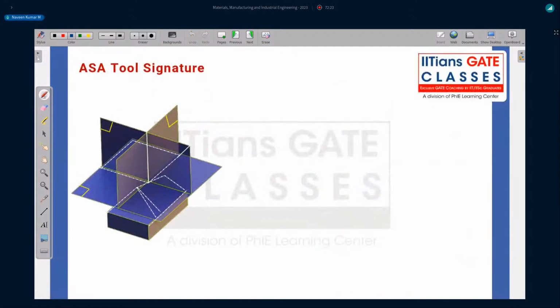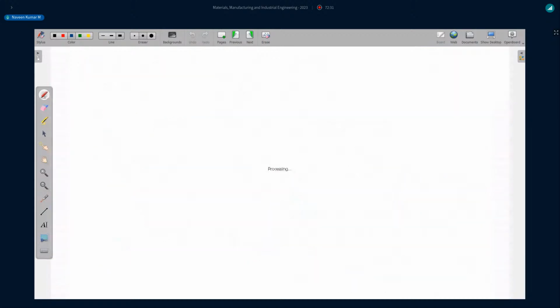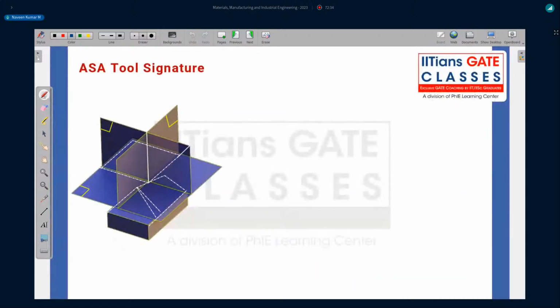If you see here, this tool only, from the top view, right? From the top view, this is the tool. The below one is the tool. And we are making three mutually perpendicular planes. If you see, these are the three mutually perpendicular planes. And this was your shank, and this was your main cutting edge. This is your auxiliary or secondary cutting edge, right? End cutting edge, right?